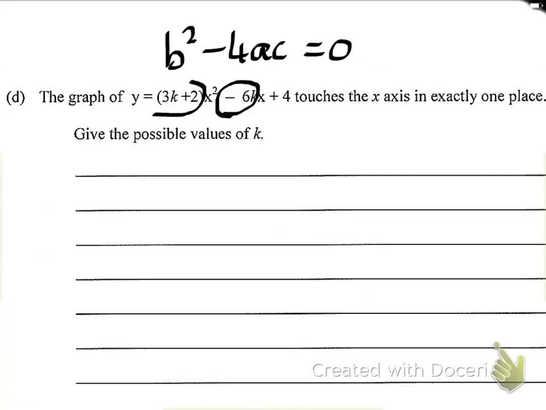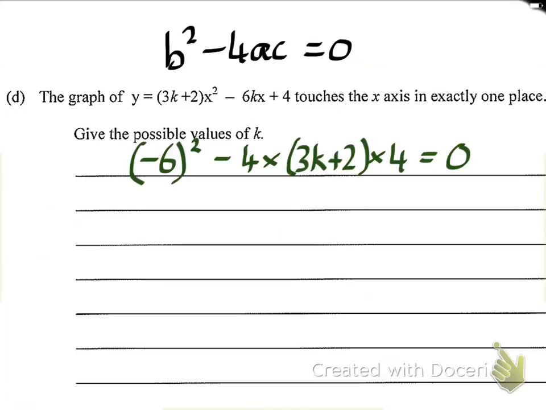It is 3k plus 2. And c is the plus 4. Substitute it in and solve it. Easy. There's our first line, just substituting in for a, b and c.